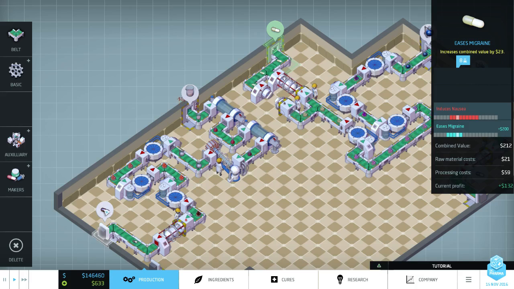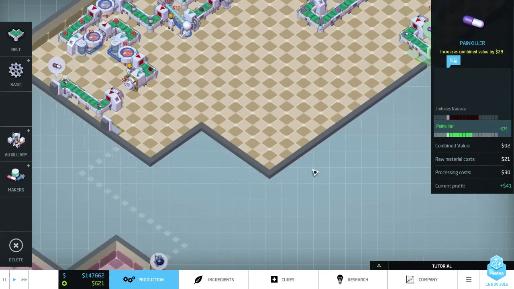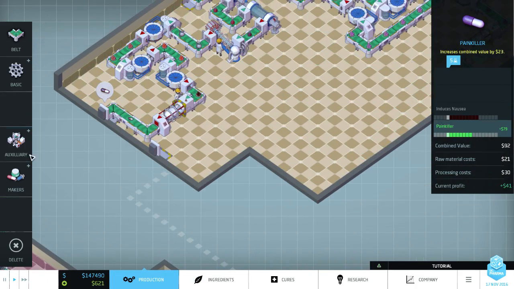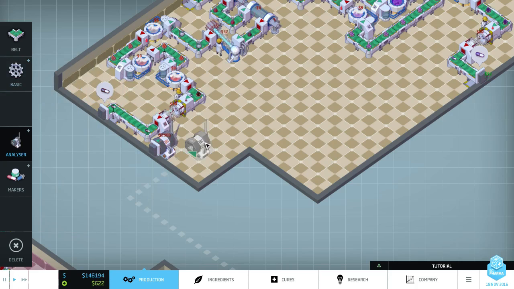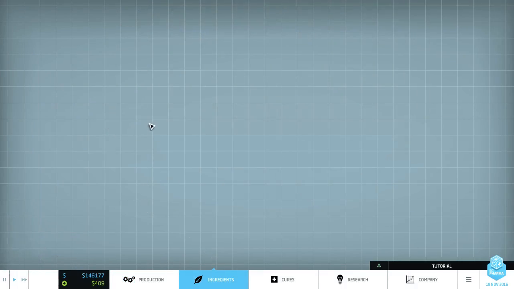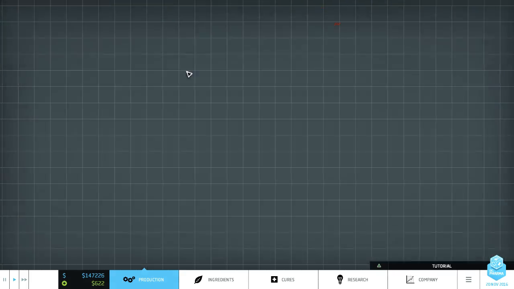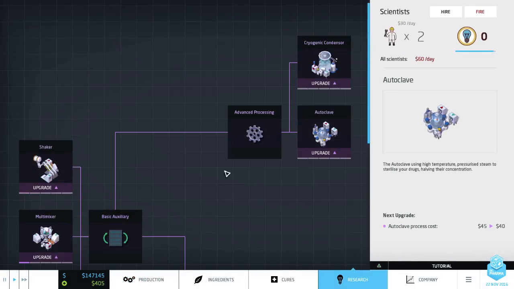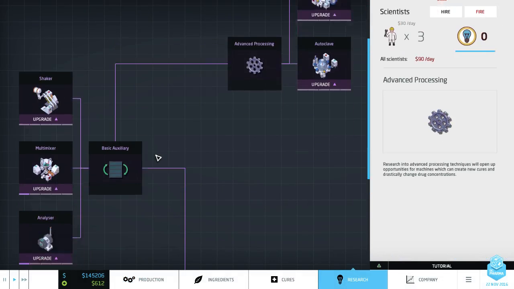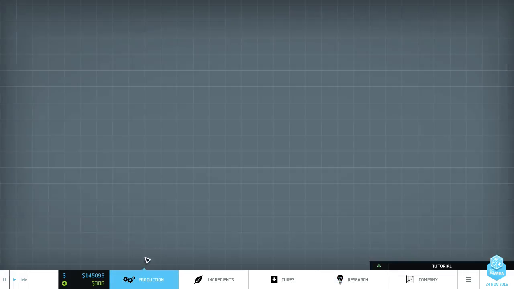Oh, uses migraine. Treats angina, and that's painkiller. Oh, nice. So let's have a look at the analyzer, because the analyzer is very important to everything. I really like it, and basically what you do is you use it to research different things. So you can see how our production is suddenly very, very healthy. So we'll upgrade that. Let's see if we can get some of these things researched.